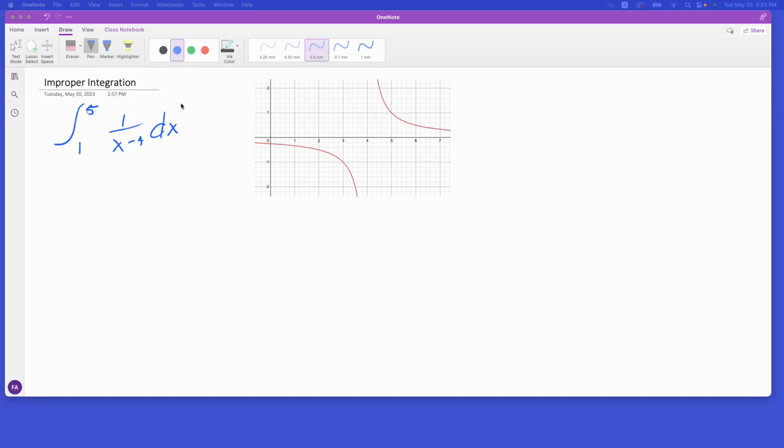All right, welcome to calculus. So we're going to look at how to do improper integrals today. So I have this improper integral. We're going from 1 to 5 of 1 over x minus 4 dx.